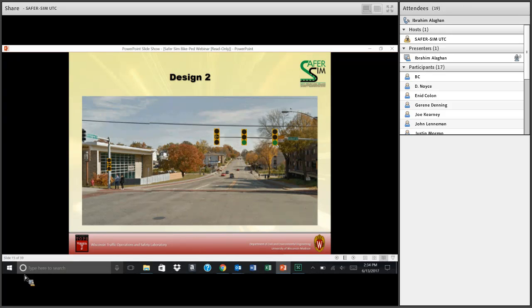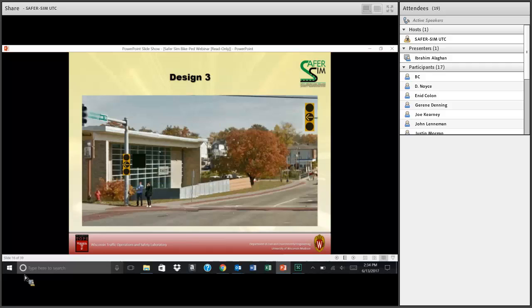And the second design, as you can see now, we made inside the traffic signal, alternately flashing between the pedestrian and the yellow arrow. Let's go to the next design.